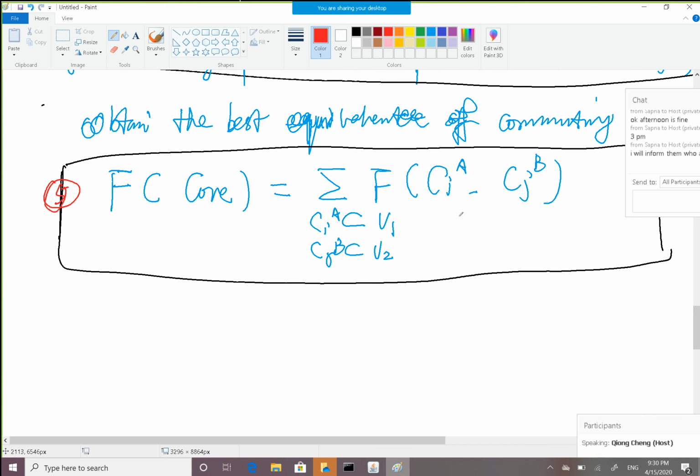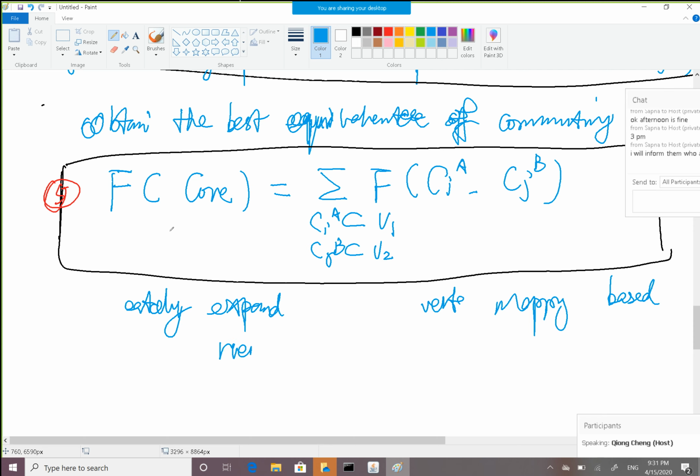Once you already have a core, you go to the next step. The next step is to repeatedly expand the mapping you have: repeatedly expand the vertex-to-vertex mapping based on the neighborhood relationship.